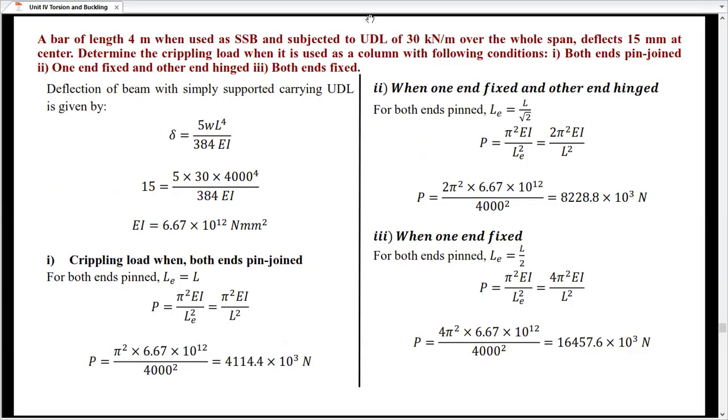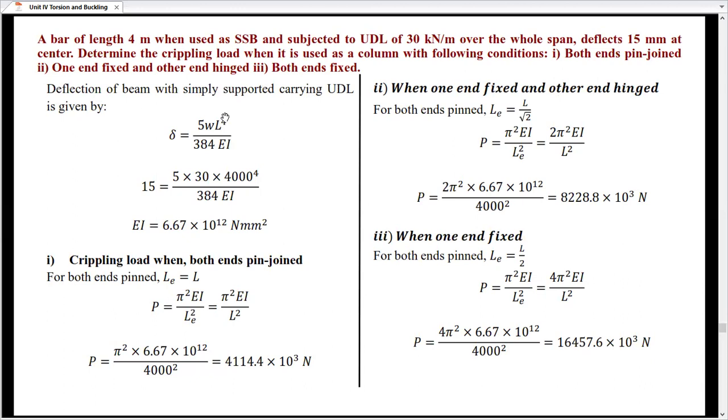So let's take this example. Suppose a bar of length 4 meter is used as a simply supported beam and subjected to a UDL of 30 kN per meter over the whole span. It deflects 15 mm at the center. Determine the crippling load when it is used as a column with the following conditions. They have given 3 conditions: one, both ends are pin jointed; second, one end is fixed and the other is hinged; and third, both ends are fixed.